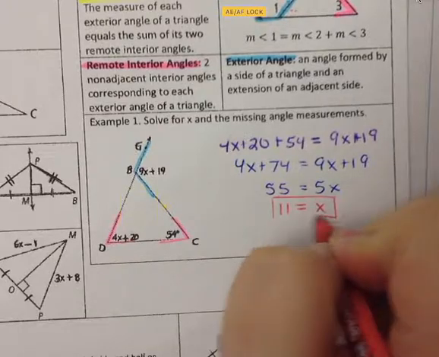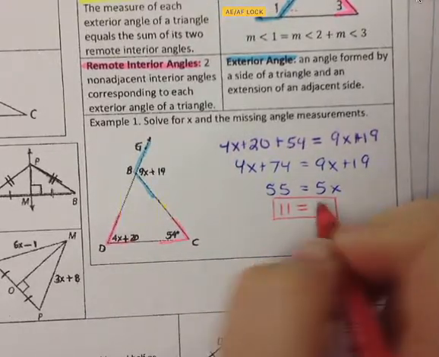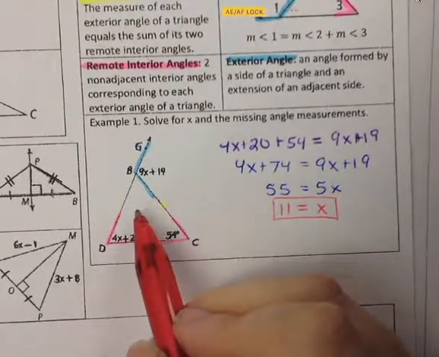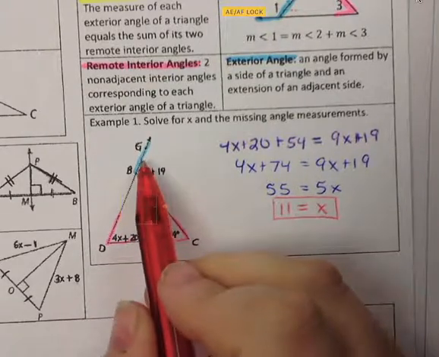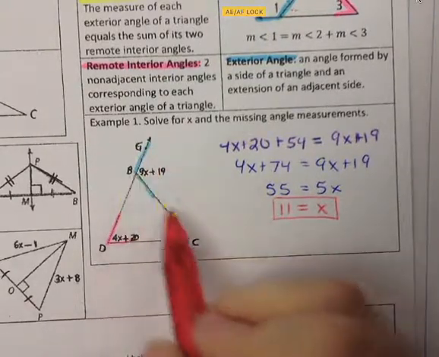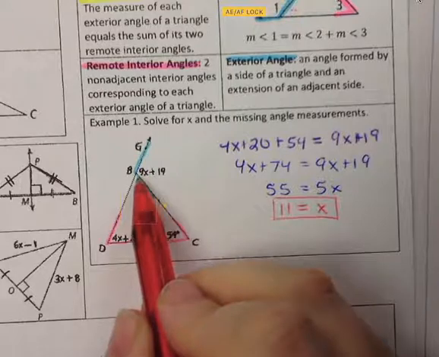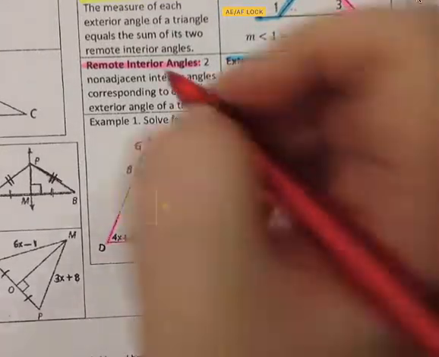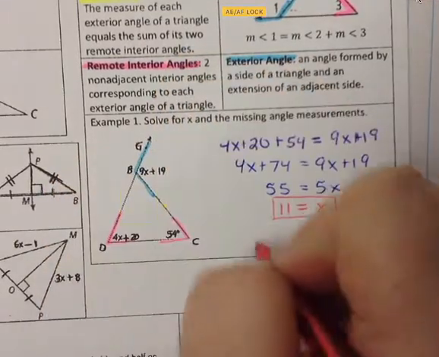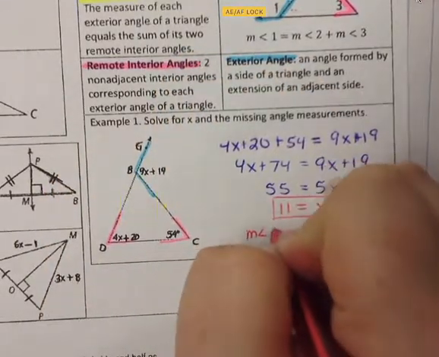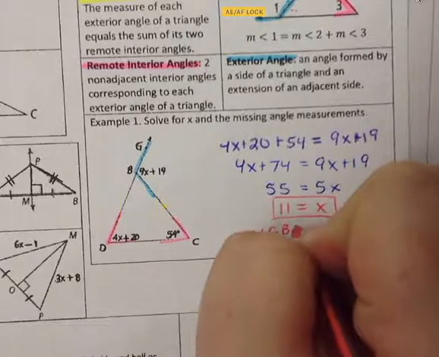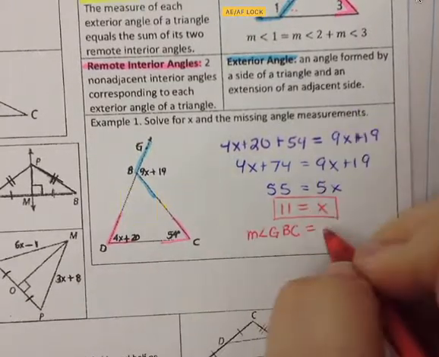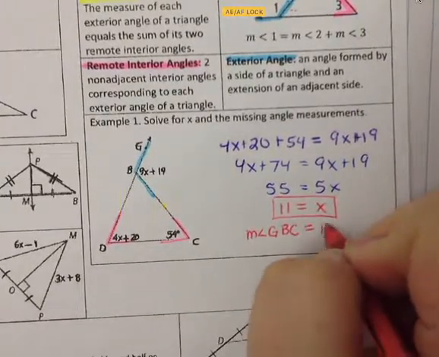So we found the variable, solve for x. Now we need to find the missing angle measurements. So the measure of angle GBC is, you do 9 times 11 is 99, plus 19 is 118 degrees. So the measure of angle GBC is equal to 118 degrees.